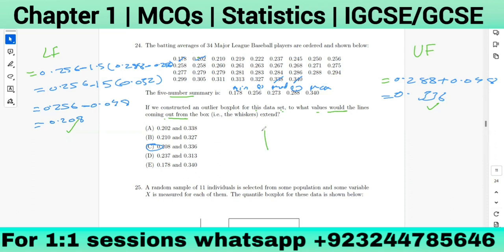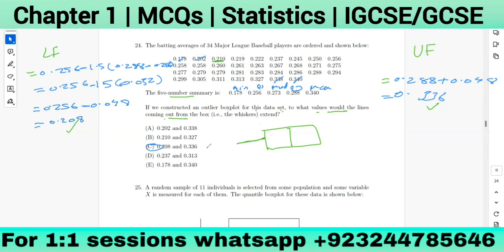It means if this is the box, this is the median quartile. So what line is going to start coming over here? It's going to start from 0.210. The line is going to start from here and come out the rest.